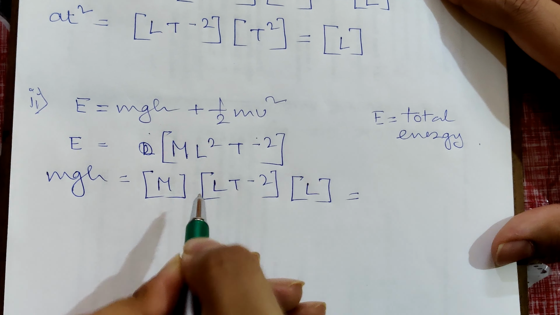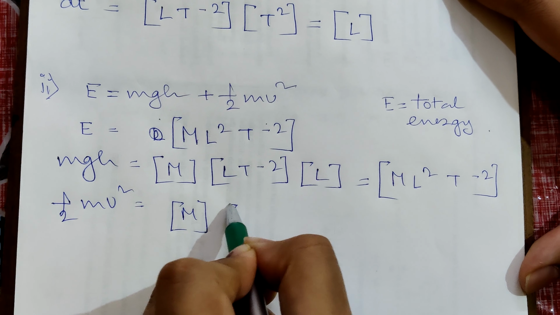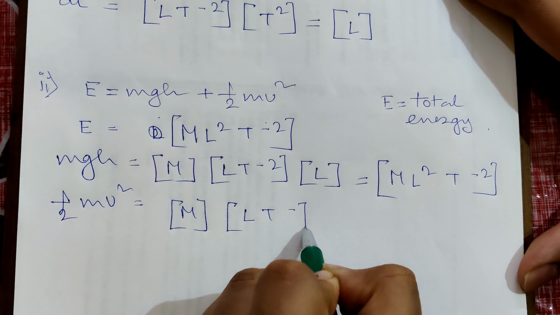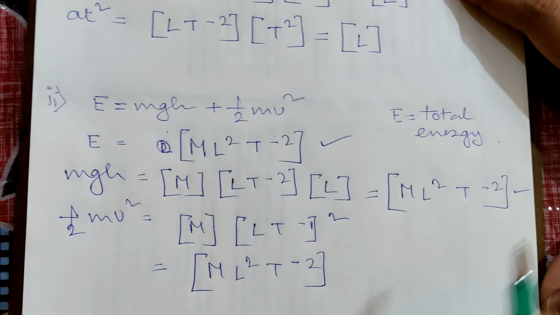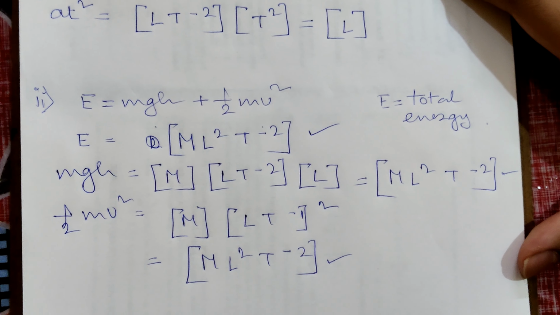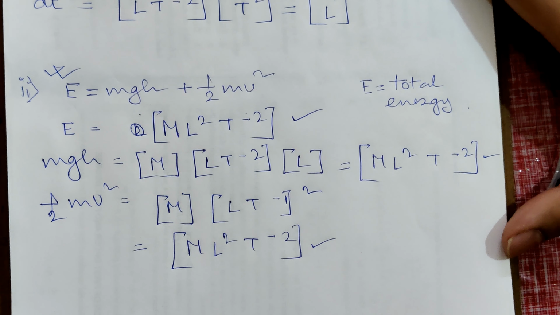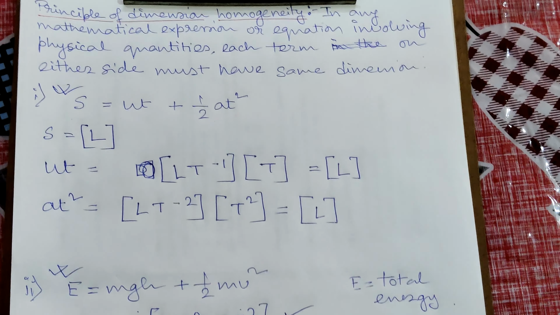Then comes half m v square. Half is dimensionless, m is the mass, and v square is L t to the power minus 1, the dimension of velocity, squared. So M L square t to the power minus 2. All these terms have the same dimension. So this equation is also dimensionally correct, and this equation is also dimensionally correct.